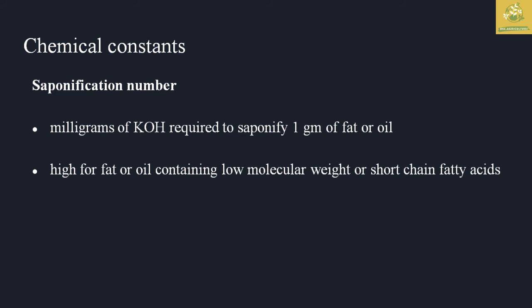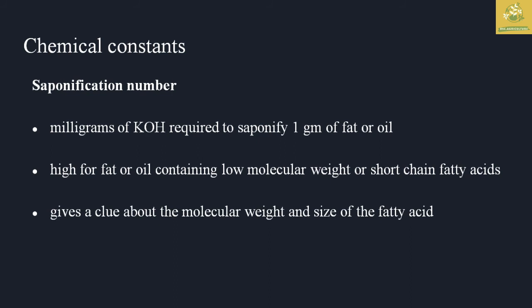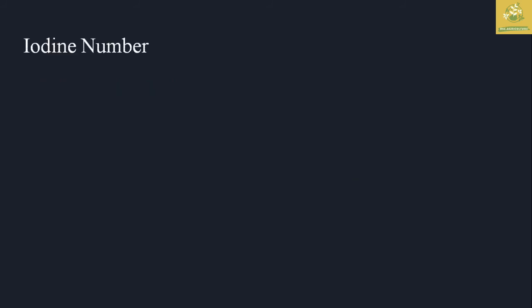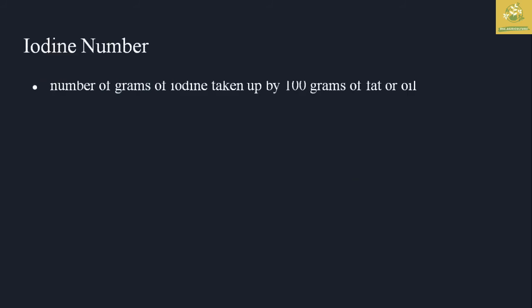number. A higher saponification number is seen for fats or oils with low molecular weight and short chain fatty acids, which gives a clue that the molecular weight and size of the fatty acid is inversely proportional to the saponification number. And the other one is iodine number.